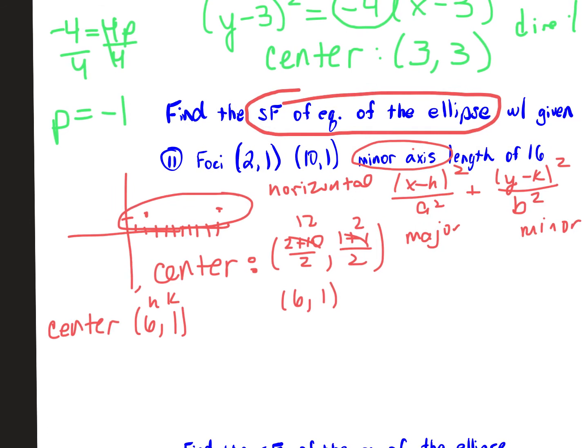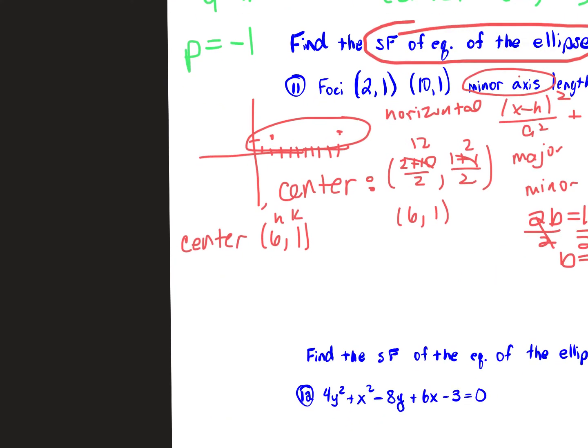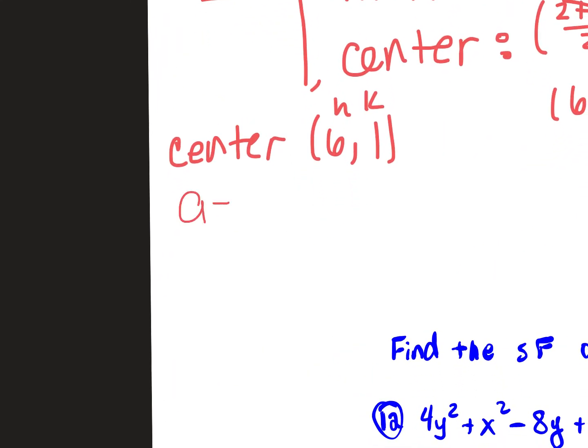Remember, A is your major value, B is your minor. So when they give you the minor axis length, that is equivalent to 2 times B. So I'm going to say 2B equals 16. Divide both sides by 2. So B equals 8. So over here, we're going to find A, B, and C.